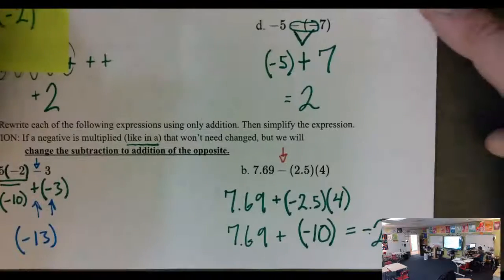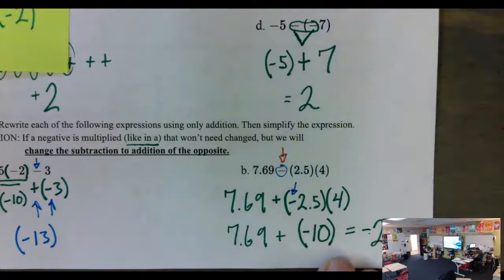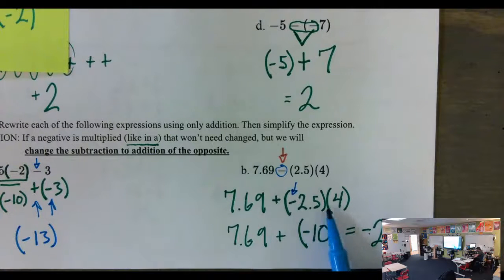B, same story. We take the minus and we actually make it addition of the opposite. So addition of negative 2.5 times 4. A positive times a negative keeps our value negative.